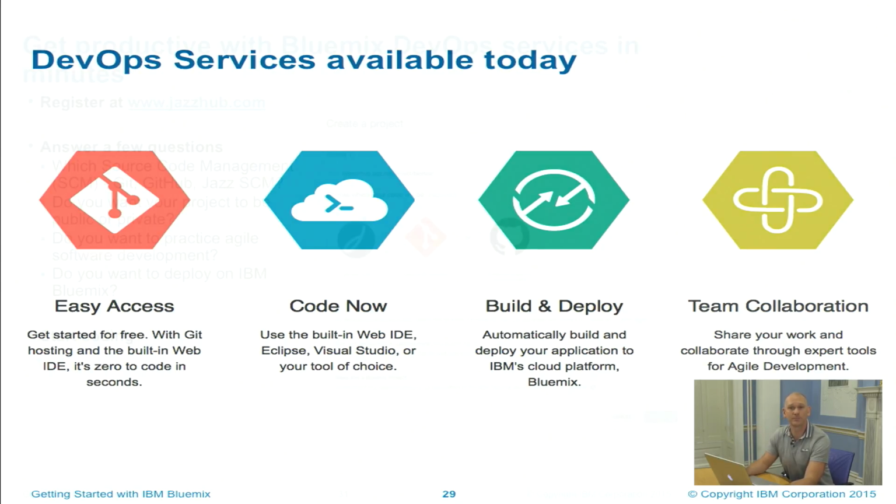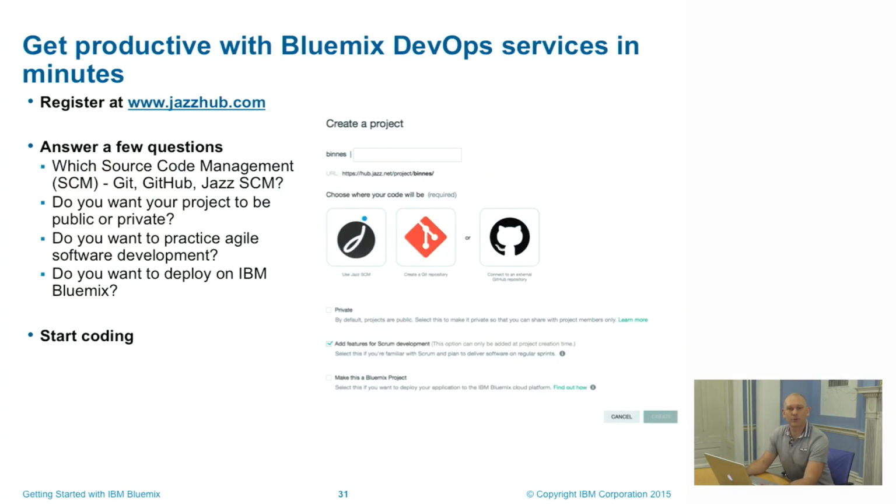When you want to create a new project in IBM Bluemix DevOps Services, it's very simple. You get walked through a very simple dialogue. The first thing you'll be asked is, how do you want to manage your source code? Do you want to use the built-in Git? Do you want to use an external GitHub account? Or do you want to use the Jazz source code management tool?